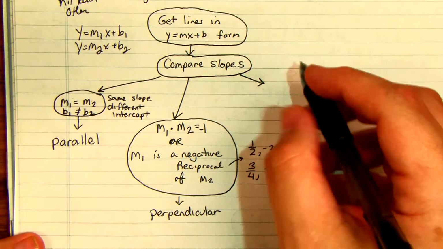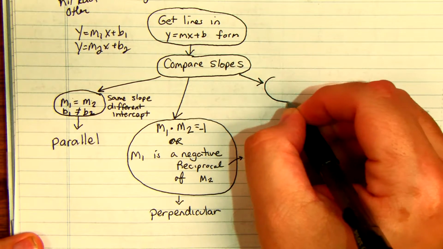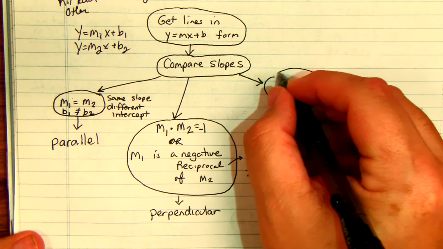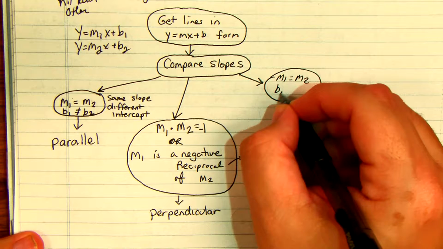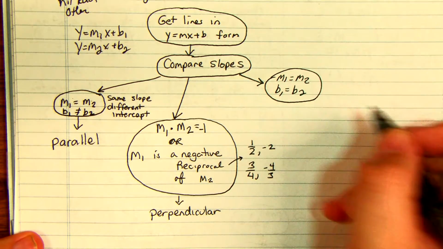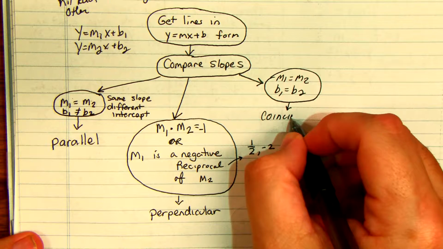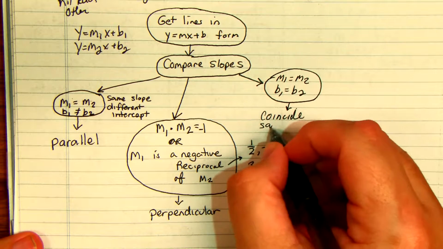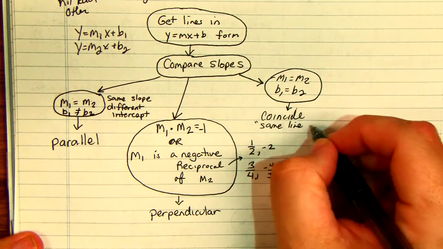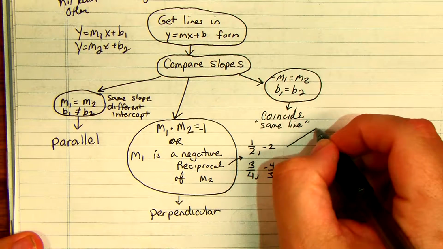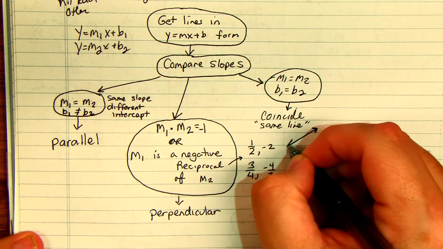Now, if you compare the slopes and the y-intercepts, and you get m1 is equal to m2, and b1 is equal to b2, they coincide, which means they're the same line. If we graph the line, the next line would graph right on top of it. You could not tell the difference between the two of them.